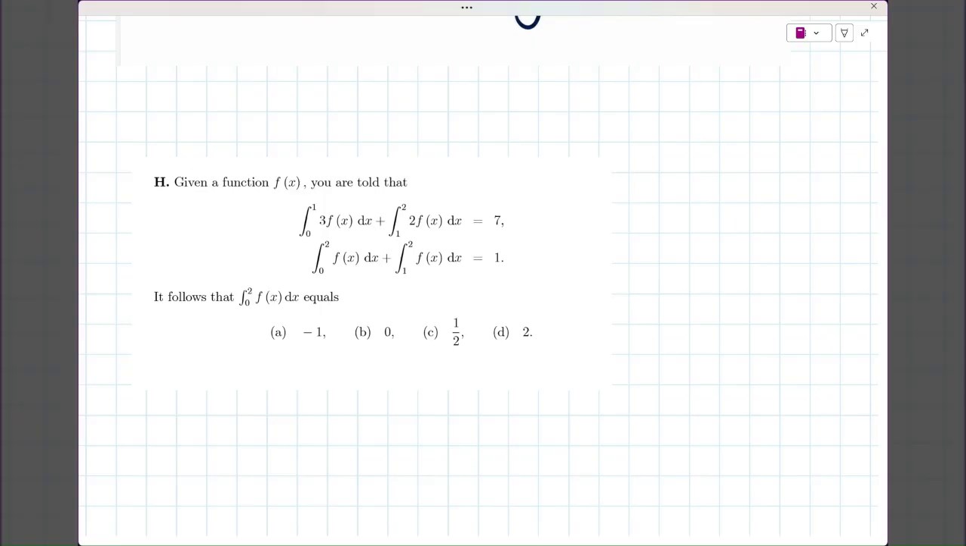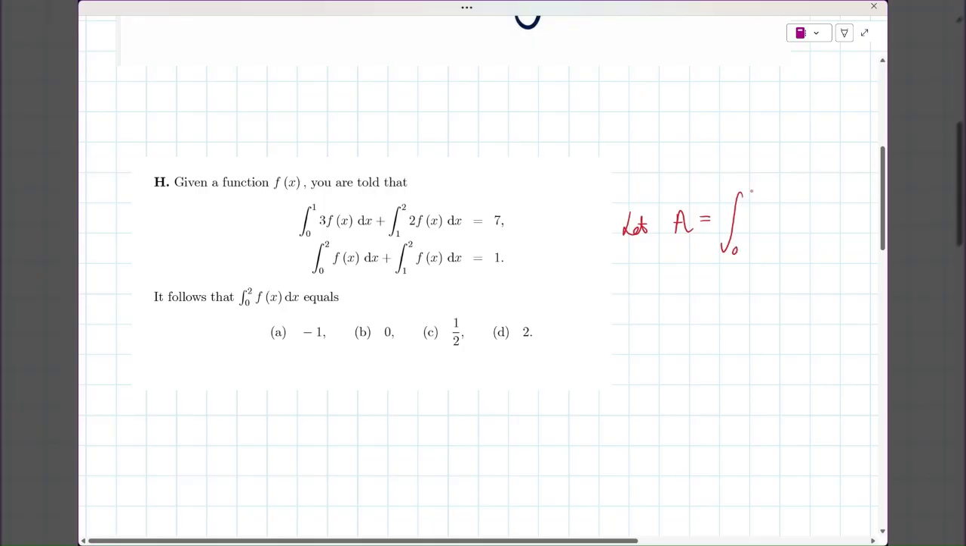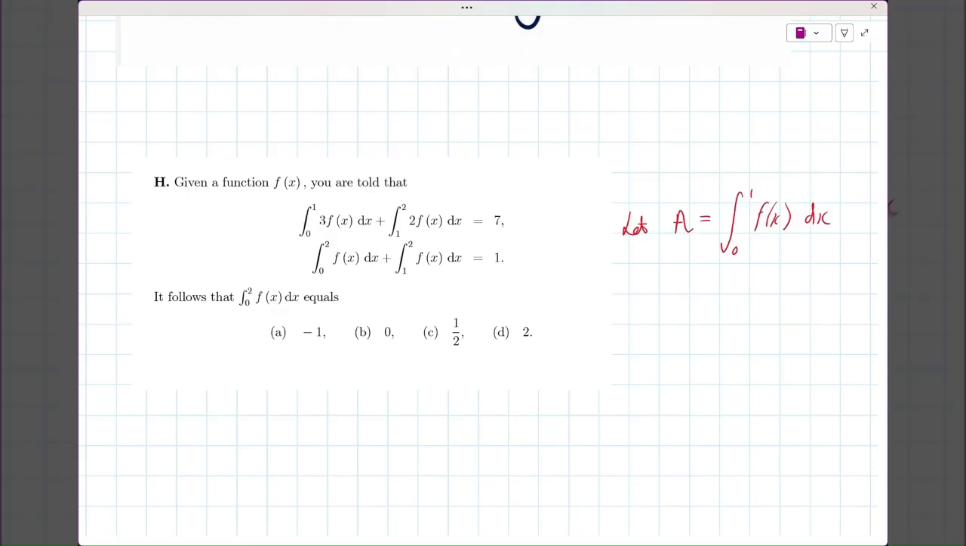Remember, you can say something like, let A equal the integral between 0 and 1 of f of x dx. You've got two equations, so you could also set a second substitution. And remember that the integral from 0 to 1 plus the integral from 1 to 2 is the same as the integral from 0 to 2, assuming you're integrating the same function.